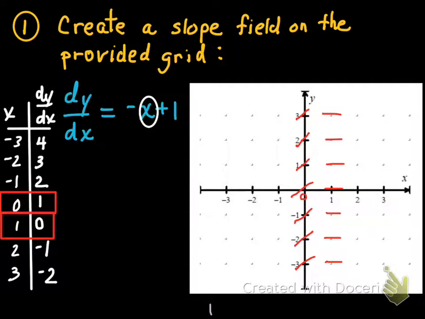I continue with this format. The next easiest one perhaps to plot is slope of negative 1. So now I locate the inputs of 2 on my x-axis, and at 2 I have a slope of negative 1. And all the way down the column I have a slope of negative 1.